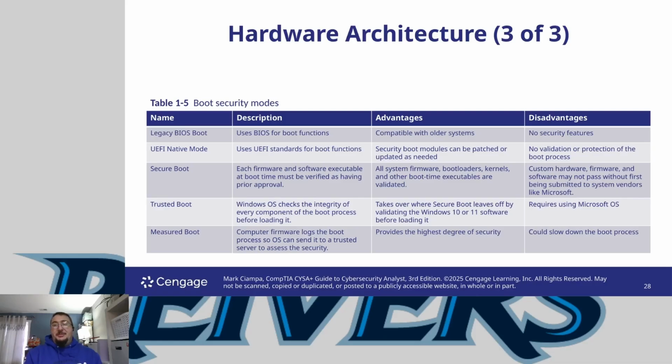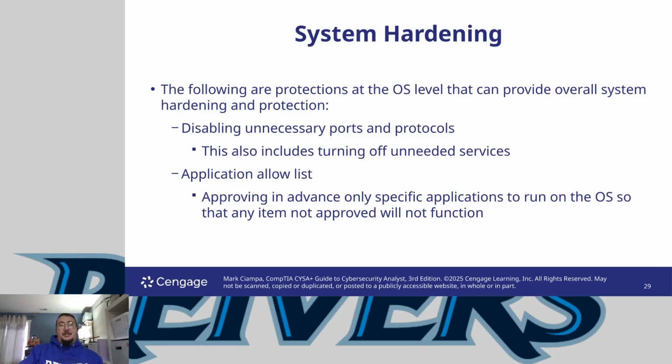Trusted boot has to use Microsoft OSs, and then measured boot will log to the OS and send it out to an external server. The two you're probably going to be seeing the most are either trusted boot or secure boot, depending on the type of system and operating system you're running. So the best thing to do is disable your ports and protocols, set an allow list for anything that can run, as well as no unneeded services.